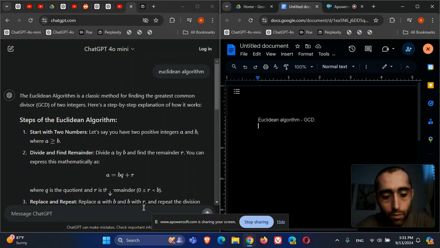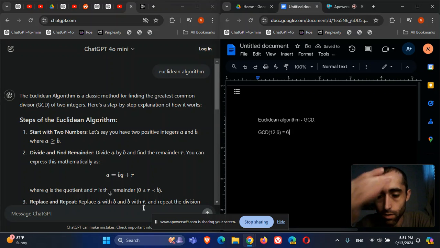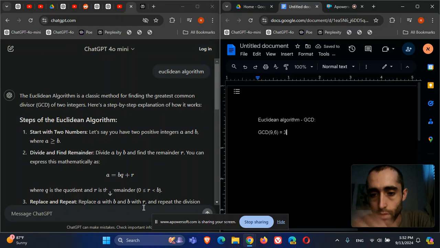For example, the GCD of 12 and 6 is 6, because 6 divides 6 and 6 divides 12. But if we are talking about 9 and 6, we get 3, because it divides both and it's the biggest that divides both. So this is the greatest common divisor.